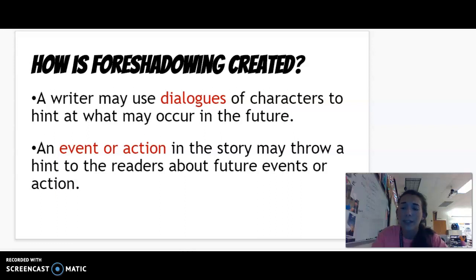So before we said that plot only progresses by character action or character growth. Foreshadowing tends to happen with character action, either by spoken or by physical action.